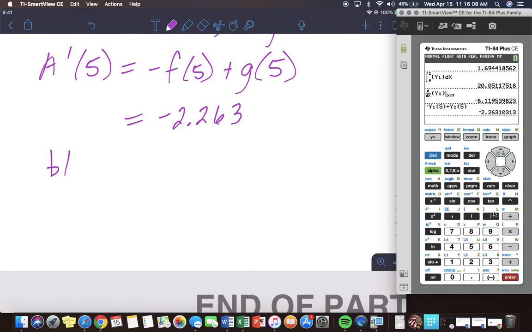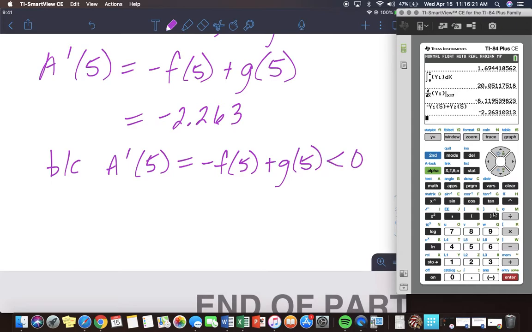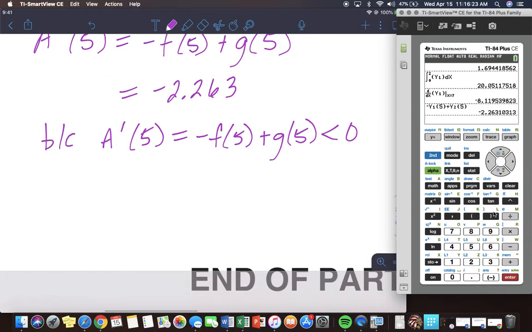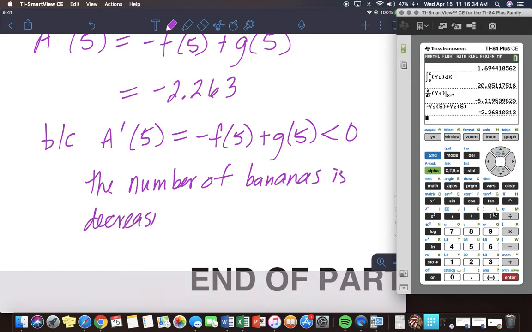So because A prime of 5 equals negative f of 5 plus g of 5, and that's less than 0, the number of bananas is decreasing at t equals 5.